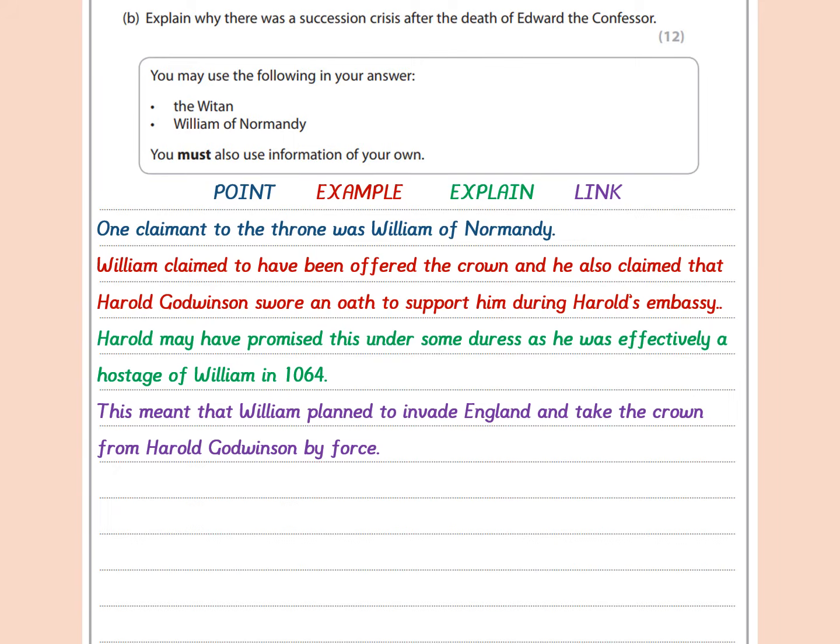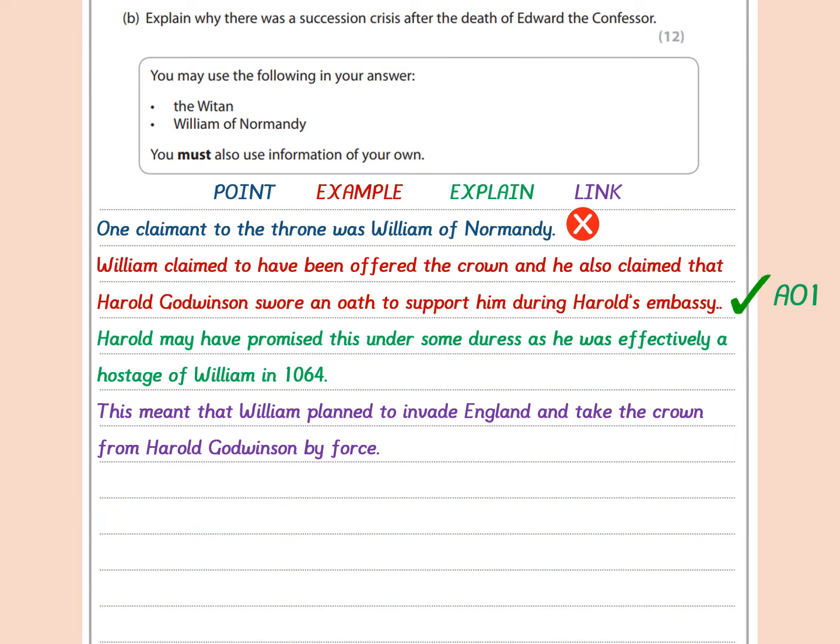So do I get any credit for this? Well, yes, there's a bit of relevant knowledge here, because knowing about the controversy between William and Harold is an important reason as to why there was a succession crisis, but it's only really AO1 here. I'm not explaining it very well in relation to the question. The point, though, is pretty well irrelevant.